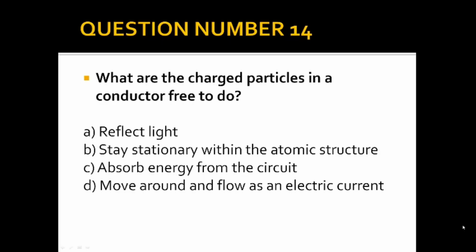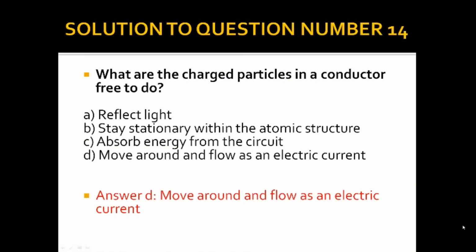Question number 14. What are the charged particles in a conductor free to do? A, reflect light. B, stay stationary within the atomic structure. C, absorb energy from the circuit. D, move around and flow as an electric current. When you say that the charged particles, for example electrons, are free in a conductor, what are they there to do? Certainly, they move around and flow as an electric current, because that is what enables the conductor to conduct electricity.